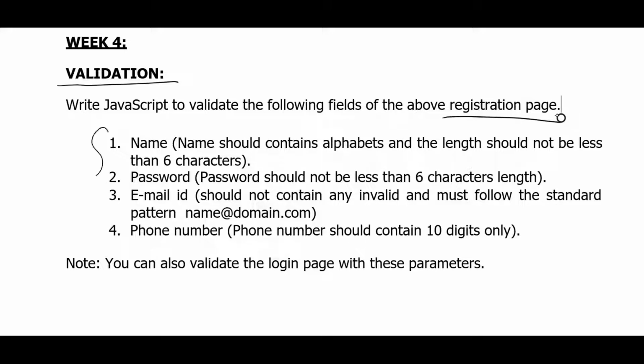So the first validation that we need to do is to check the entry into the name field, and we should make it a point that the name should contain alphabets and the length should not be less than 6 characters. If the user enters less than 6 characters, then we should say that the name is invalid. And if the name includes some numbers like 1 2 3 4 or anything other than alphabets, we should say that the name is invalid. So that is what is called validation.